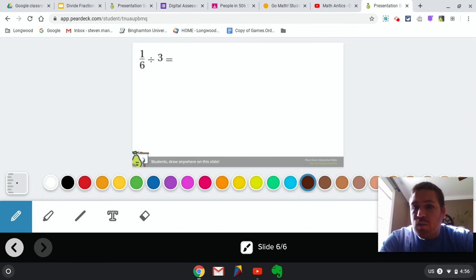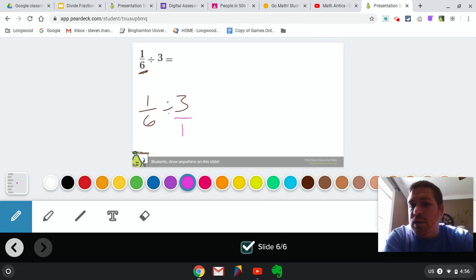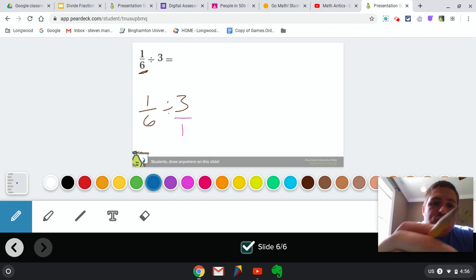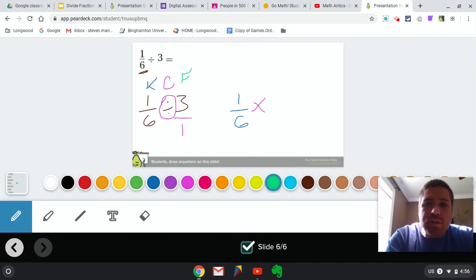Let's look at this one here. We should notice because it starts with a fraction, our answer should be a fraction, okay? So we have 1/6 divided by 3. And again, our first step, give the whole number a denominator of 1. And then we're going to get into our keep. So 1/6 is going to stay the same. And then the next thing we're doing is changing the division symbol to multiplication. And finally, we're going to flip, or get the reciprocal of, the second fraction.